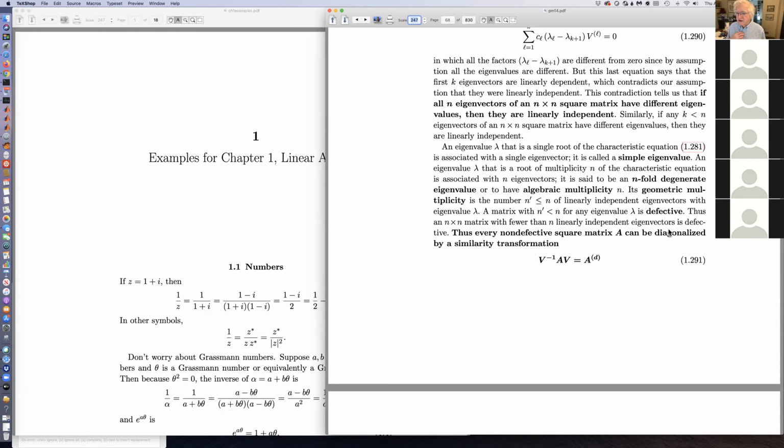So to repeat then, if you have a square matrix, you always have n eigenvalues and n eigenvectors. If those n eigenvectors are linearly independent, then you can diagonalize the matrix and it's said to be non-defective. On the other hand, if it's defective, then you can't diagonalize it.